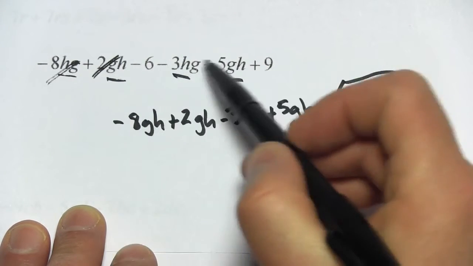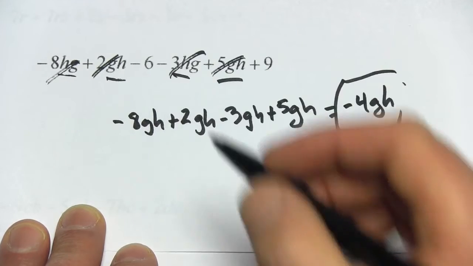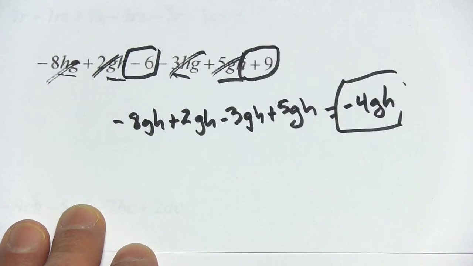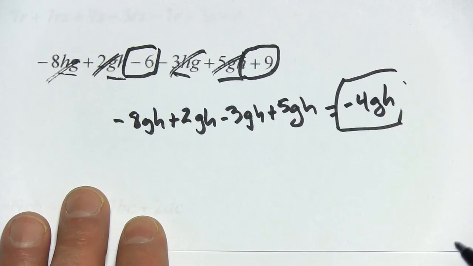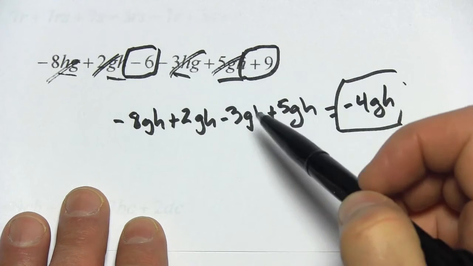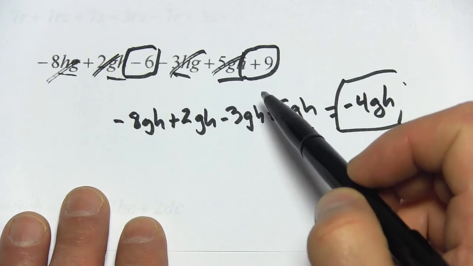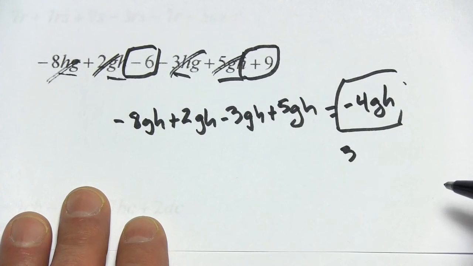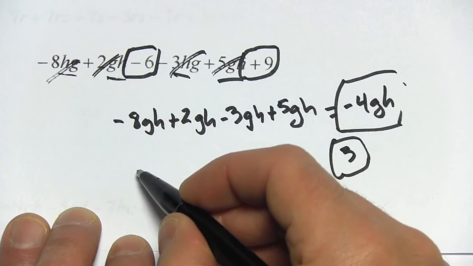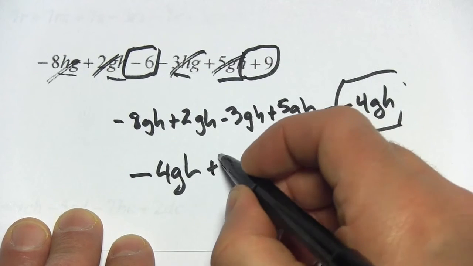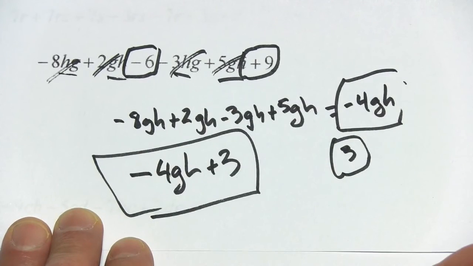So we'll cross all those out. And what we have left is a negative 6 and a 9. So what do you do with these leftover numbers? Well, those are like terms as well. They don't have any letters at all, so that makes them like terms. A negative 6 and a plus 9, just add those together, you get a 3. So 3 is our other part of this answer. So when we put this together, we'll get negative 4gh and a plus 3. So that is how you combine like terms.